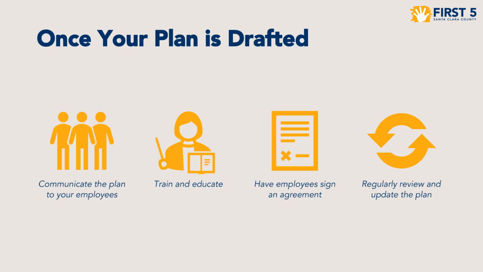Once your plan is drafted, it is time to communicate the plan to your employees if you have them, and establish processes for submitting expense reports and supporting documentation. Train and educate your employees on the plan's requirements to ensure compliance. Have employees sign an agreement acknowledging that they understand the terms of the accountable plan and will comply with its requirements. Once you've rolled out your plan, consider conducting periodic audits to review documentation, verify expenses, and reconcile reimbursements to ensure compliance with IRS regulations.